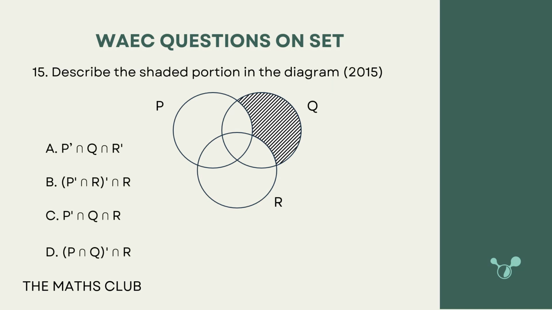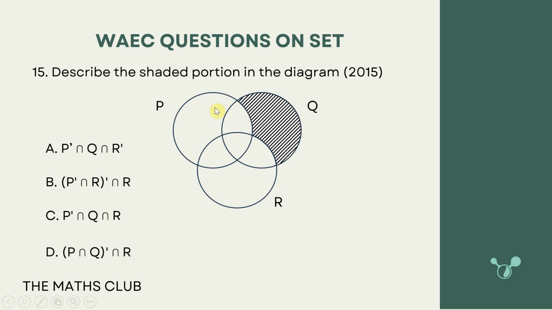Now the next question is saying that we should describe the shaded portion in the diagram. This is very similar to what we were doing when we were talking about 3 sets Venn diagram shading in one of the previous videos. If you look at this whole place, there's only a portion of Q that is shaded, and in that portion of Q, they removed everything that has to do with P, and they removed everything that has to do with R. So anyone that intersects with this one, whether P or R, they removed everything. So it's only the one that is in Q, just like we always say, Q only.